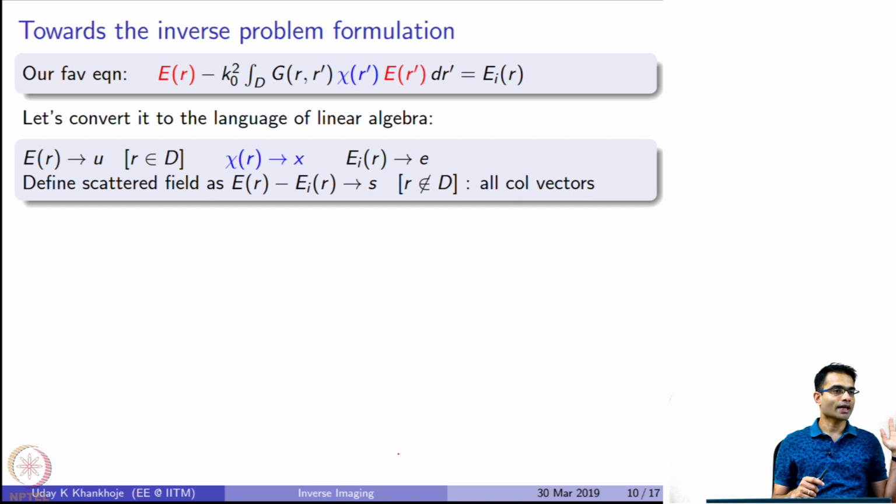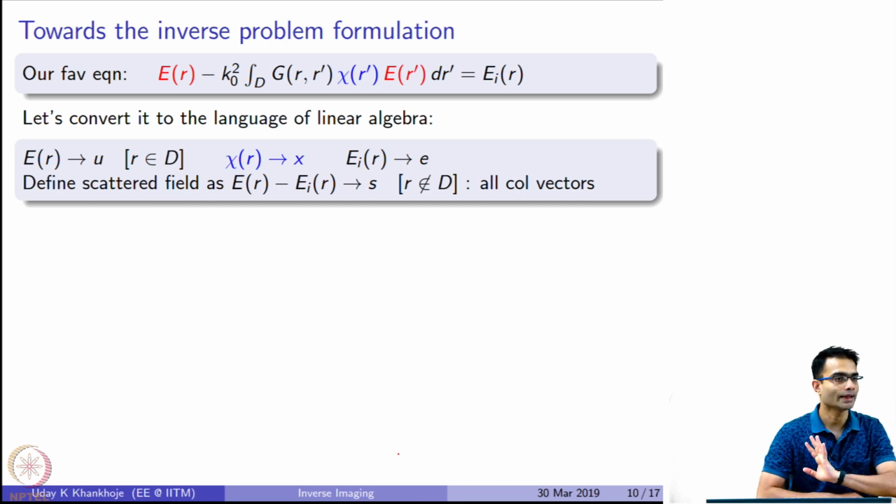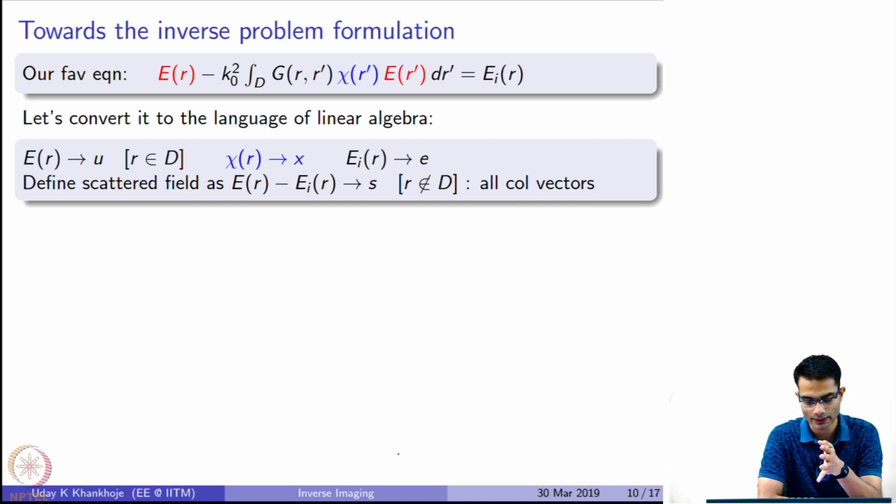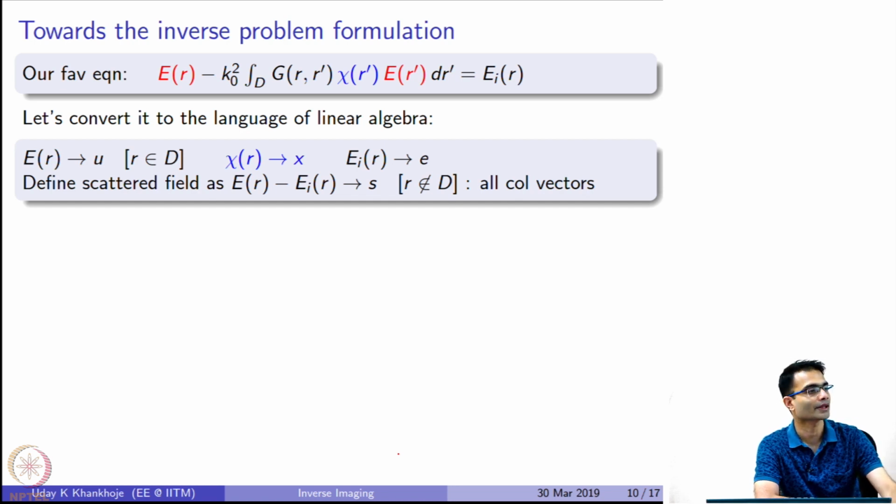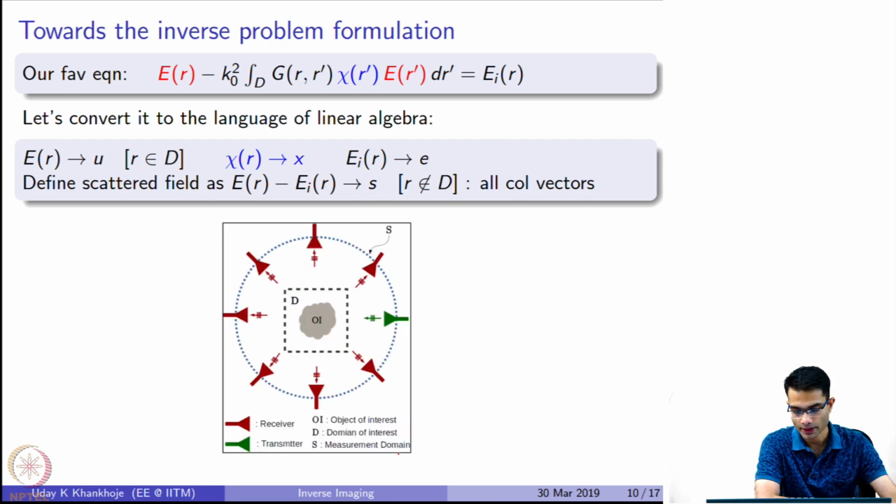So, what is the scattered field? Total minus incident, right. So, E minus EI is being recorded into a column vector S. Of course, R should not belong to D. So, all of these are complex valued column vectors, straightforward. This is my domain again. So, S is the ring of receivers and D is the domain of interest.